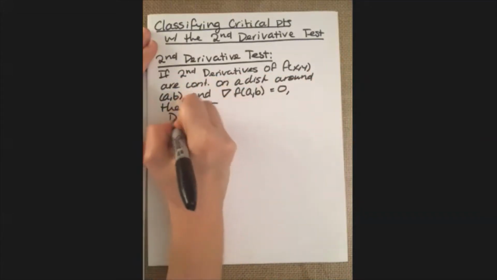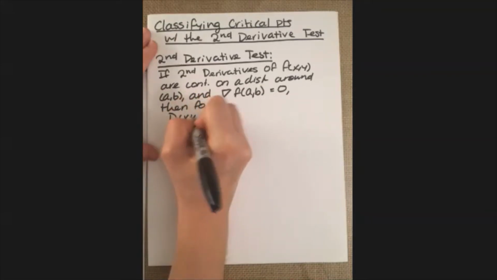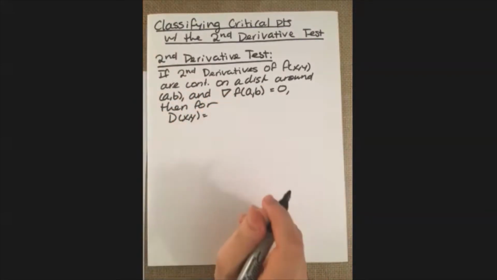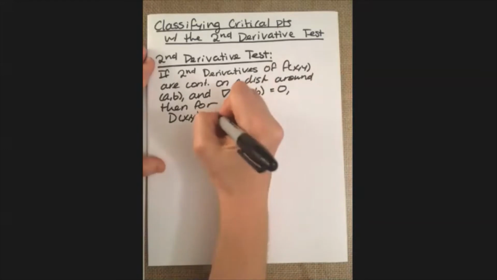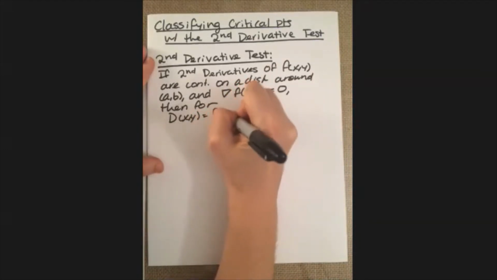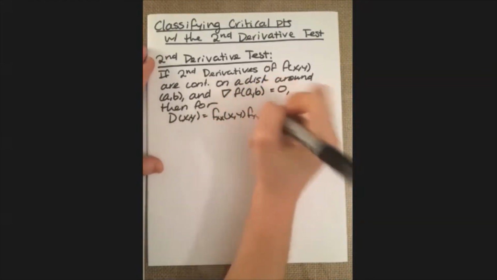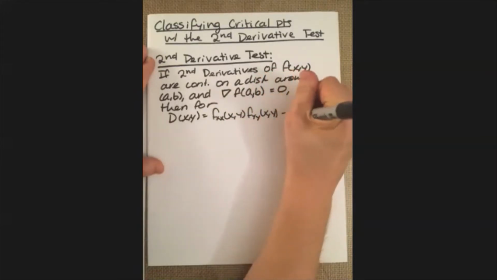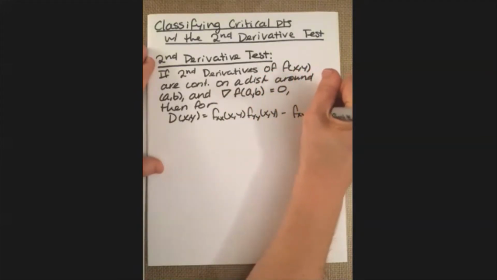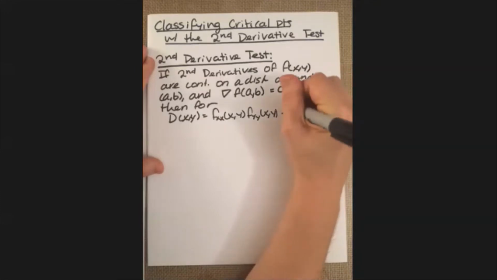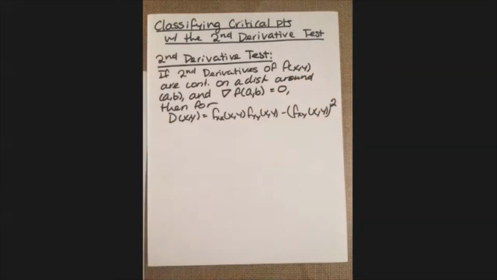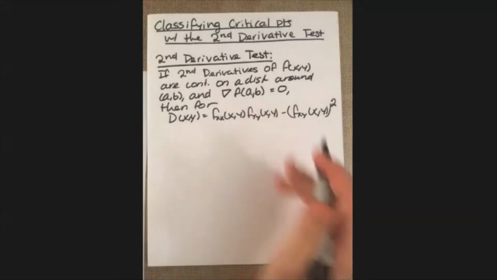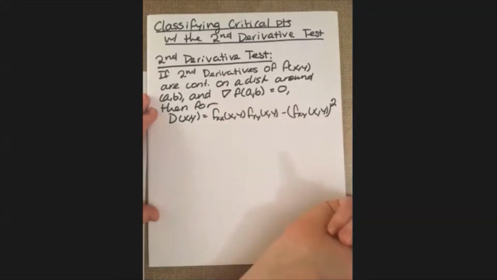if we take this function D(x,y), which is defined to be a combination of the second derivatives of f, specifically f_xx at (x,y), times the second partial derivative with respect to y at (x,y), minus the mixed partial derivative at (x,y) squared, then we wind up with three possible cases for being able to sort this critical point here.